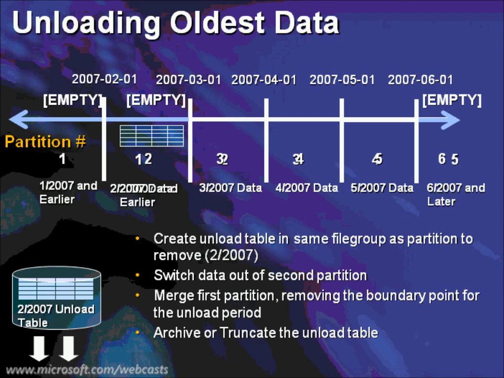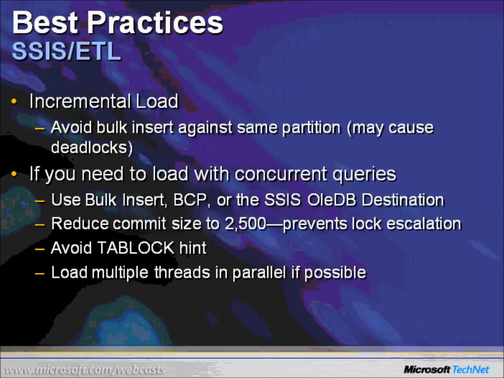Now we have 2 empty partitions at the end, so we need to clean things up. So let's merge those 2. And now we're left again with one empty partition at each end of the table. And now we can do whatever we need to with that old data. We can either archive it or truncate it, or both.